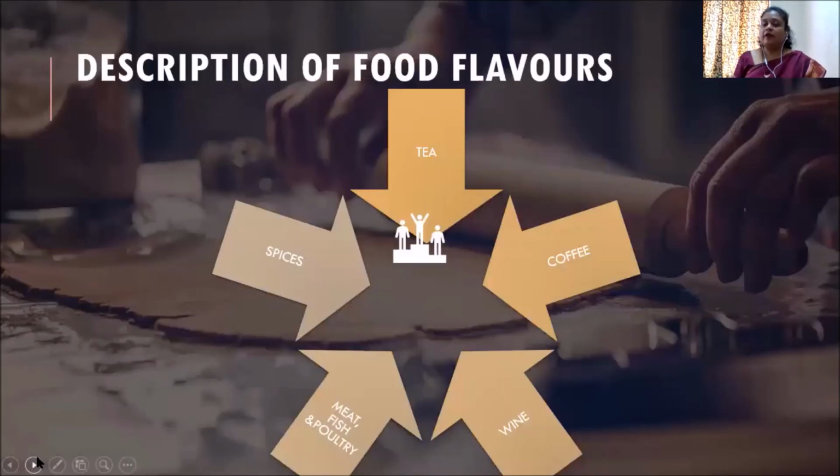Then flavors are primary as well as secondary. Primary flavors include natural flavors like vegetables, fruits, and spices. Whereas secondary flavors are added or come about when the product comes in contact with heat, specifically during processing like fermentation, or during cooking, grilling, baking, etc. Let's talk about these flavors in detail: tea, coffee, wine, and meat, fish, poultry. These come under secondary flavors as they are developed during the cooking process, whereas spices are natural and primary flavors. Let's talk about this in detail quickly.